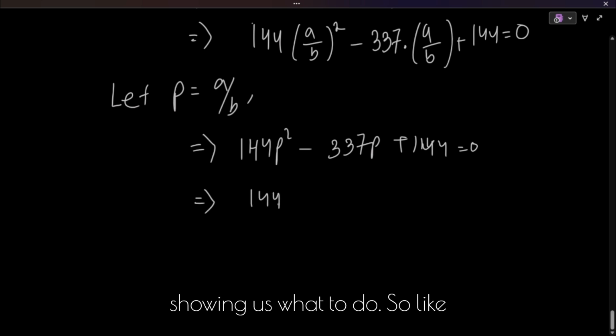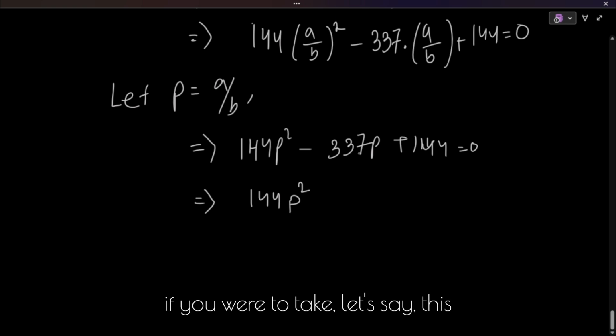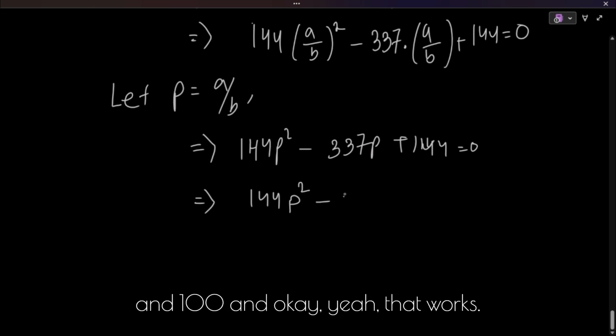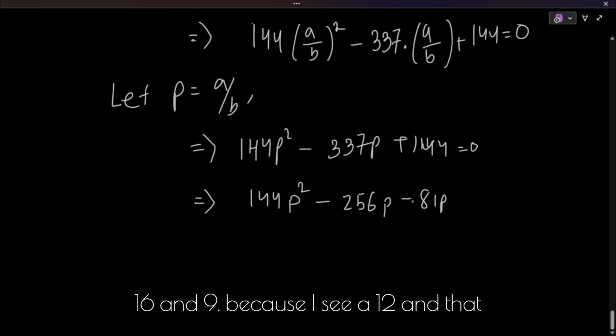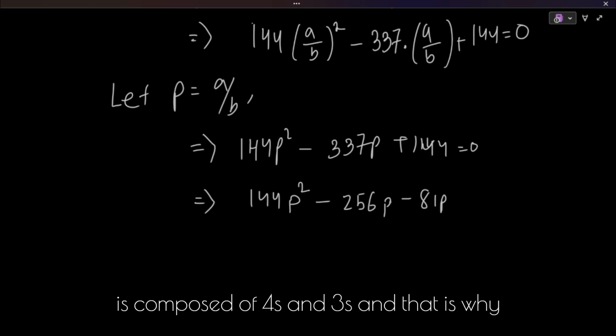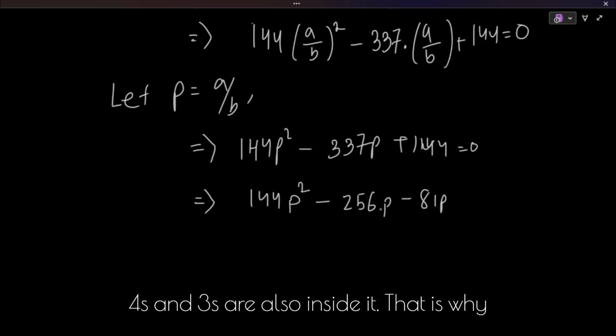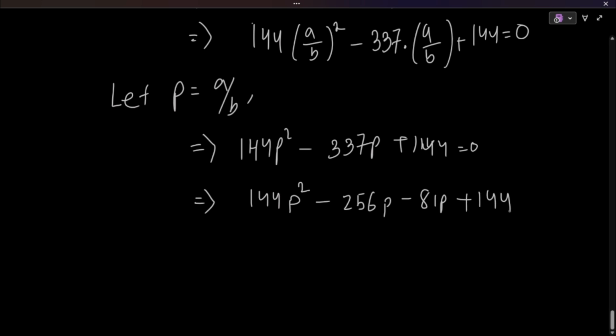because this is basically showing us what to do. So like 144p square minus, if you were to take, let's say, this product as 256 and 100, okay, yeah, that works. So this works. 256p minus 81p because of 16 and 9. Because I see a 12 and that is composed of 4s and 3s, and that is why 4s and 3s are also inside it. That is why this works.